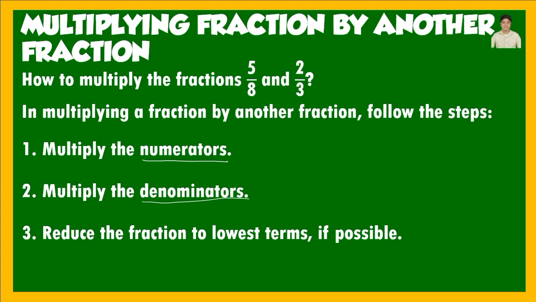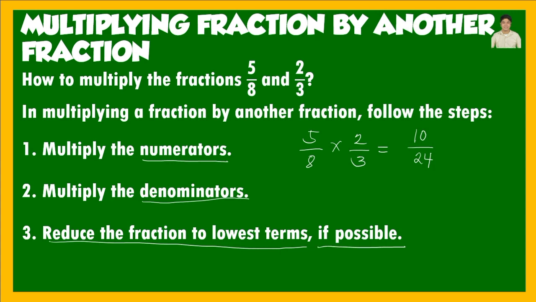So let us have our example, 5 over 8 and 2/3. Sulat natin 5/8 times 2/3. Following the steps, multiply the numerators. 5 times 2, we have 10. And for the denominators, 8 times 3, we have 24. And then reduce the fraction to lowest terms if possible.